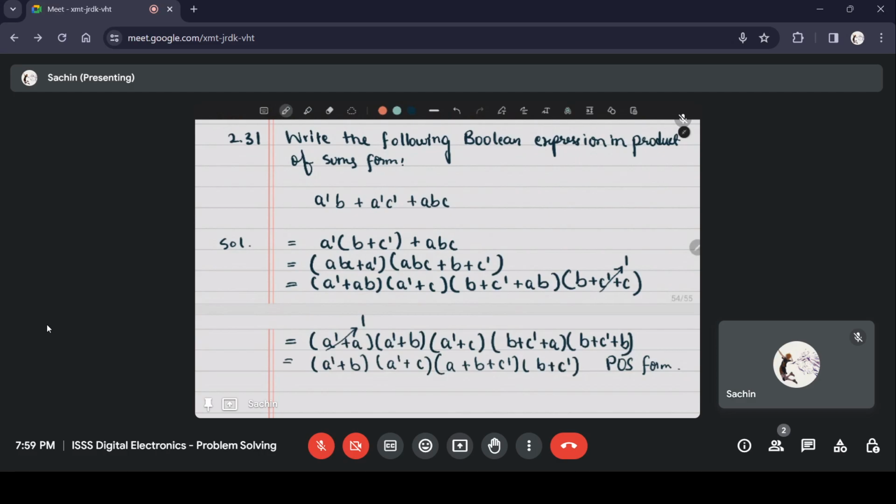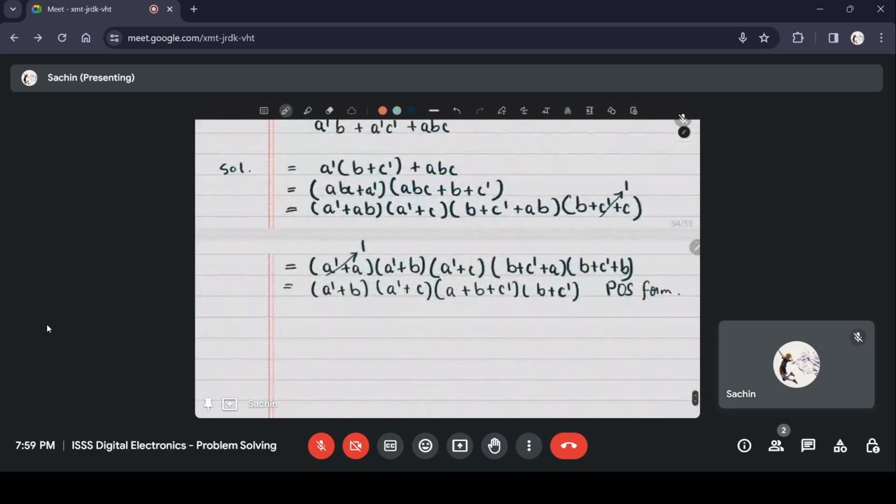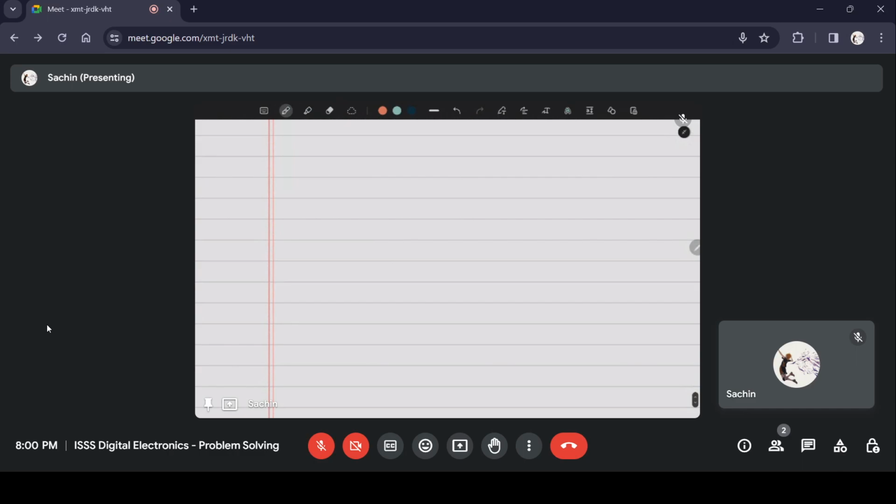And with that we conclude all the problems in chapter 2. In the next session we'll start from problems in chapter 3 of the textbook.